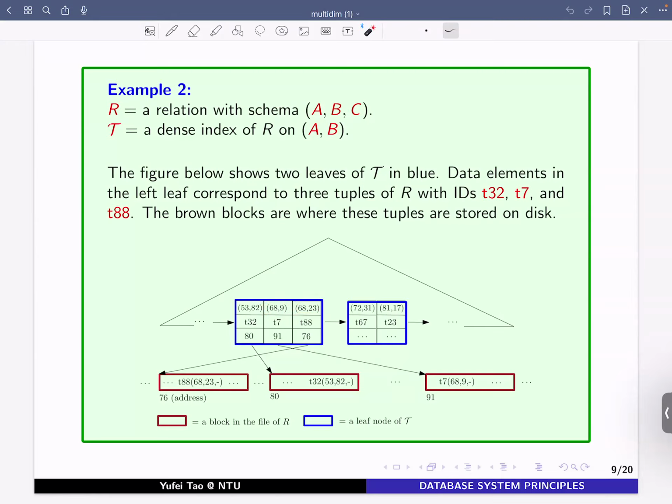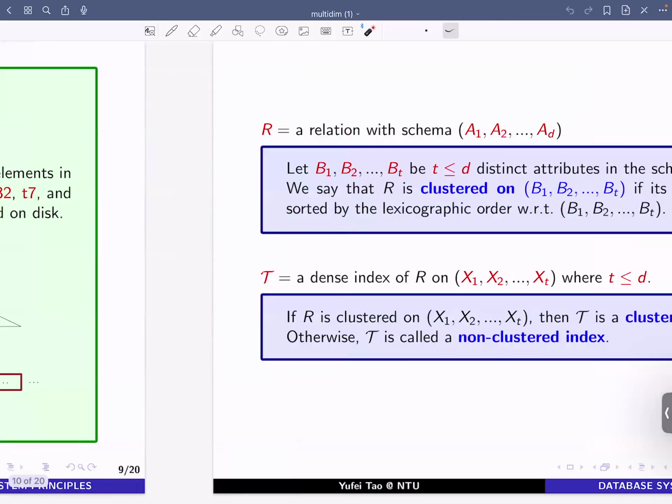Okay, so everything should come together now, right? All these things are falling into the right place. This is really just the same definition as in a B tree. The only thing is that the B tree is created on a total order, and this total order is the lexicographic order on AB. Okay, nice. Very good.